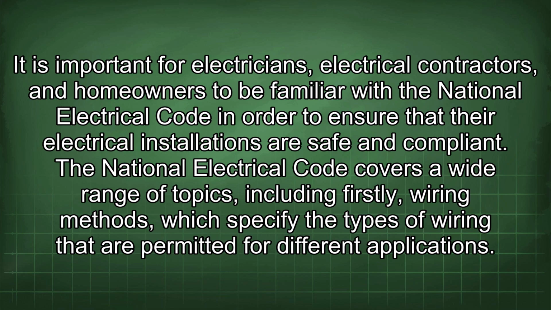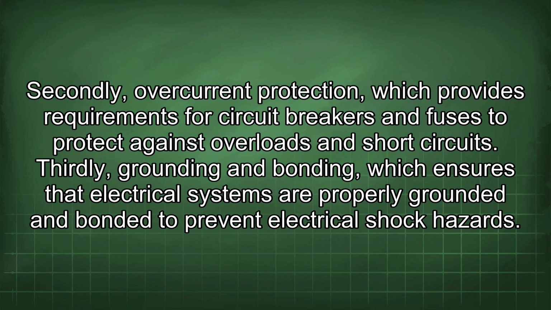The National Electrical Code covers a wide range of topics, including firstly, wiring methods, which specify the types of wiring that are permitted for different applications. Secondly, overcurrent protection, which provides requirements for circuit breakers and fuses to protect against overloads and short circuits. Thirdly, grounding and bonding, which ensures that electrical systems are properly grounded and bonded to prevent electrical shock hazards.